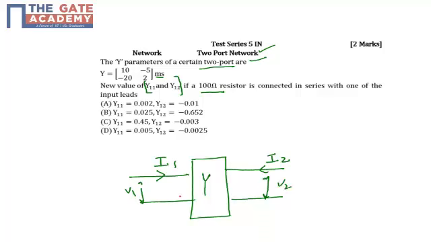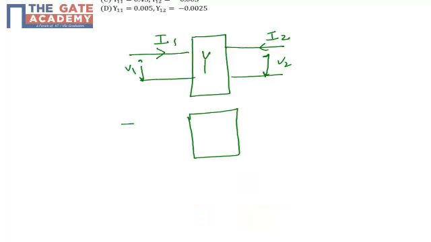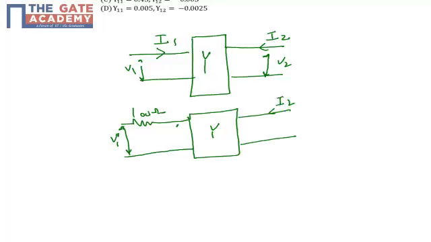Now the question says that a 100 ohm resistor has been connected in series with one input terminal. So find out the new value of y11 and y12. This is my question.